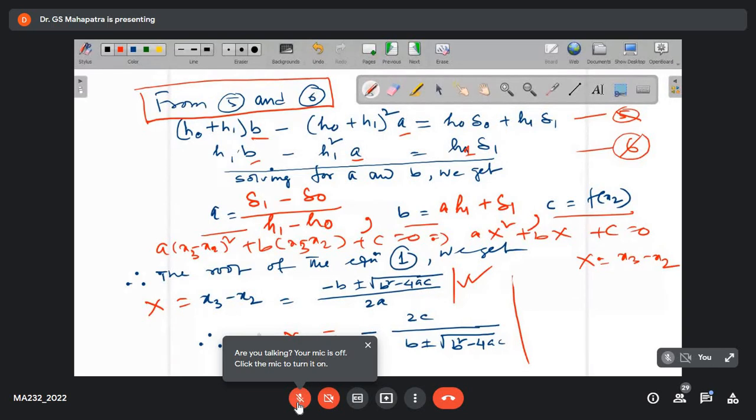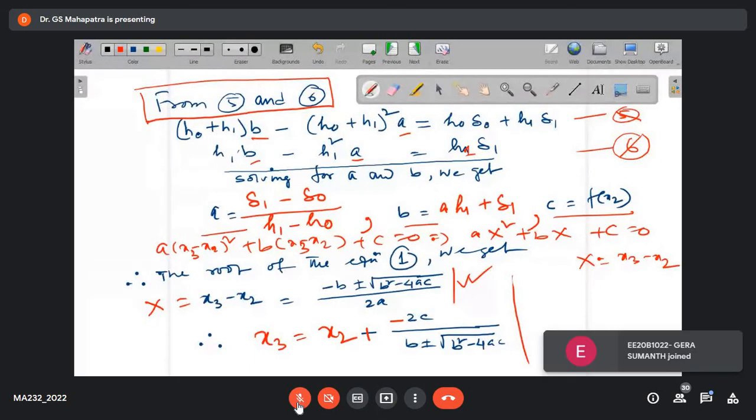Now what is x? Now x3 minus x2. So now I will erase it again. So the root of the new entry, that means x3, is x2 minus twice c divided by b plus or minus the square root of b square minus 4ac. If you have doubt, you can write like that also: x3 equals x2 plus or minus twice c divided by b plus or minus the square root of b square minus 4ac.